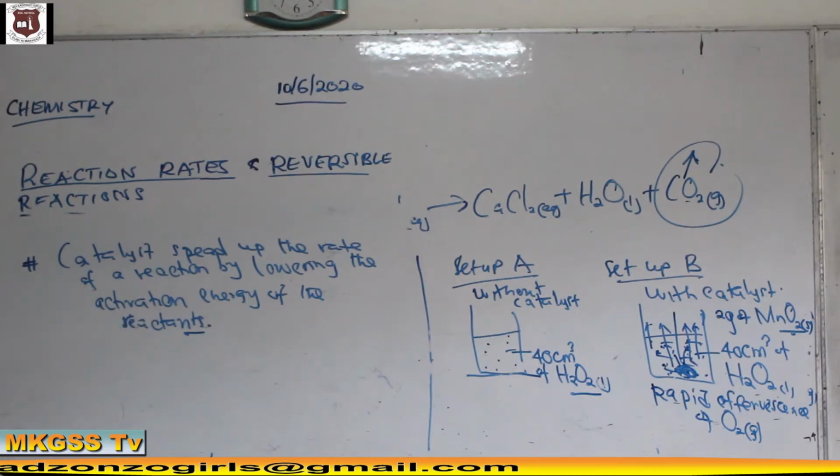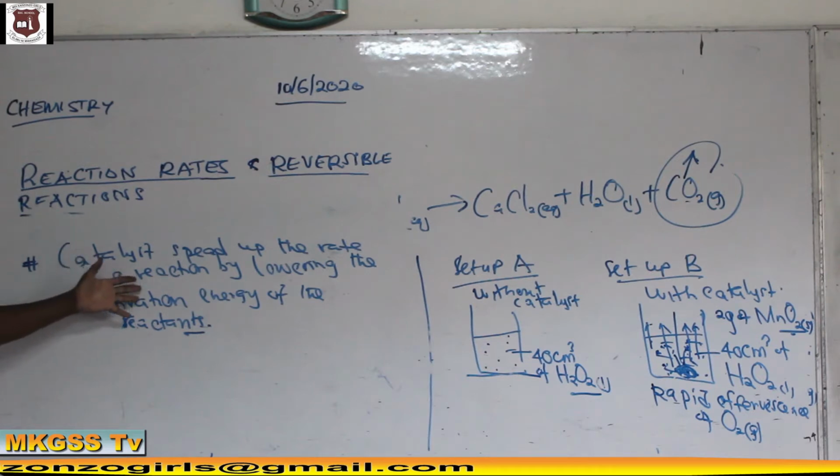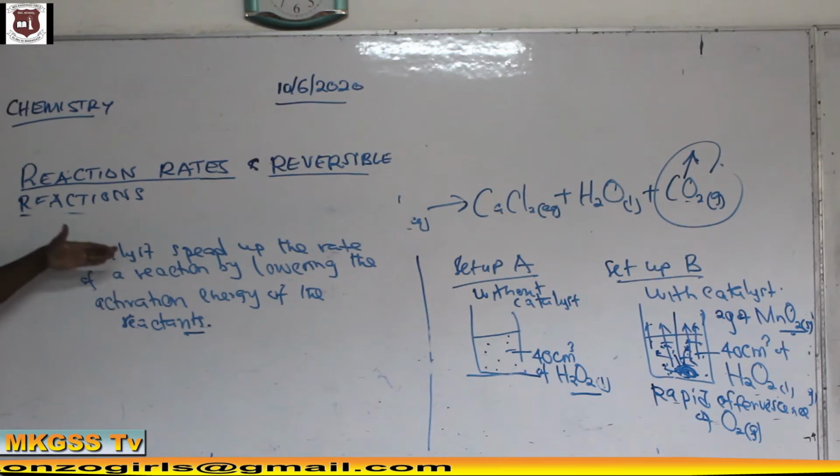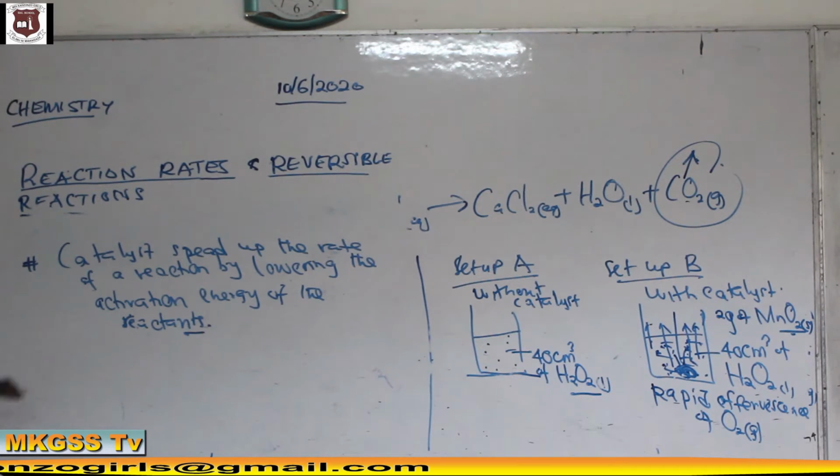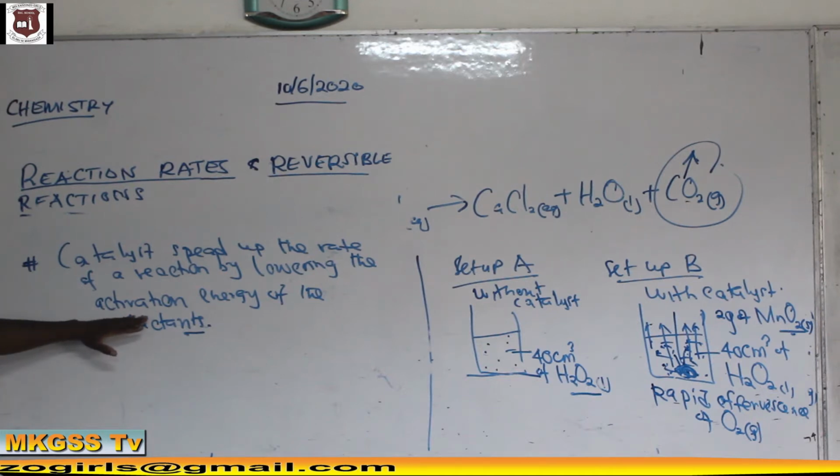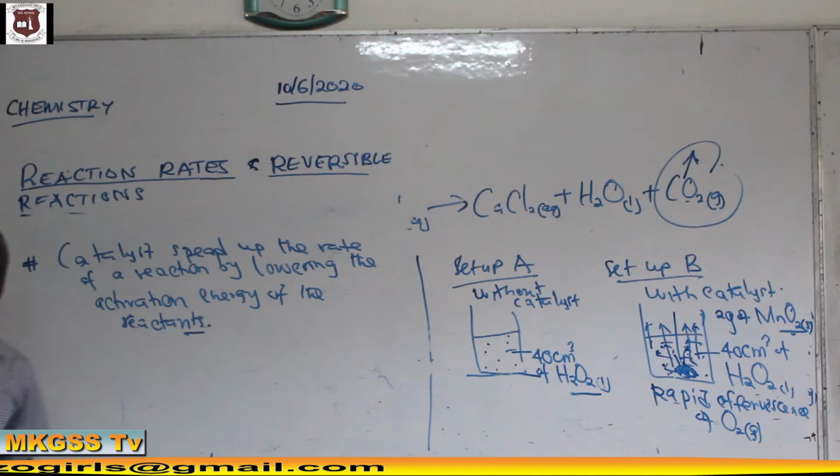If you are told to explain how a catalyst increases the rate of reaction, then you say they increase the rate of reaction by lowering the activation energy, which is the minimum energy required to cause successful collisions of the reacting particles. This one can be illustrated graphically.